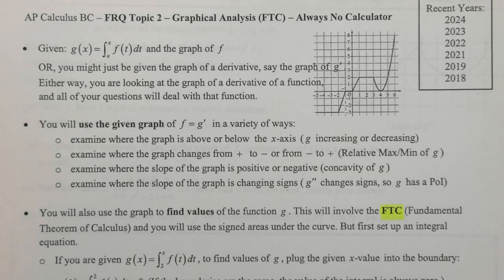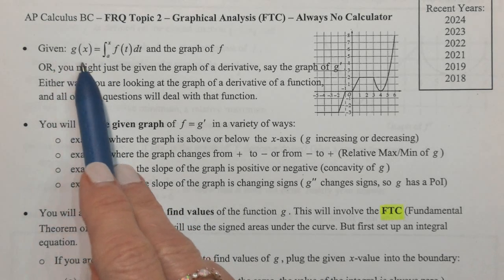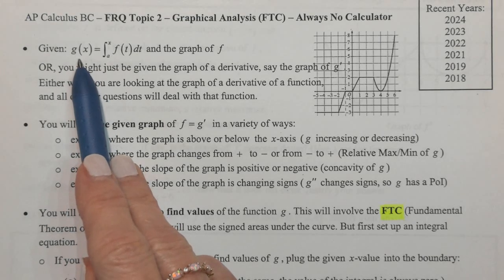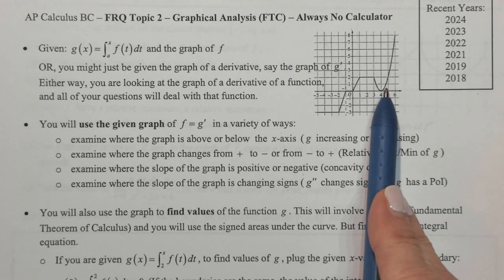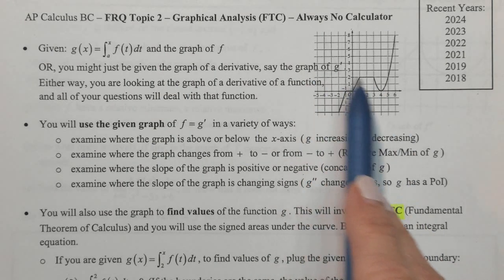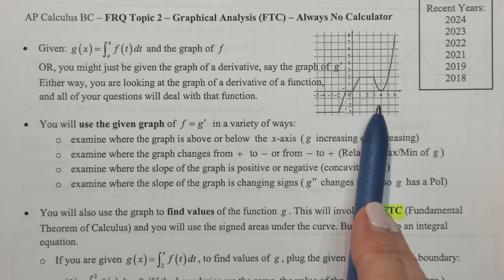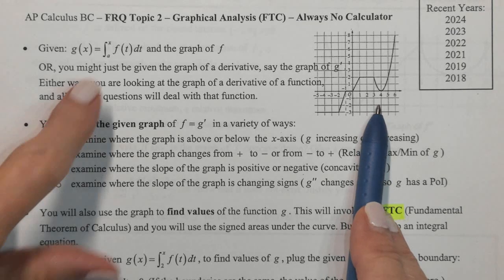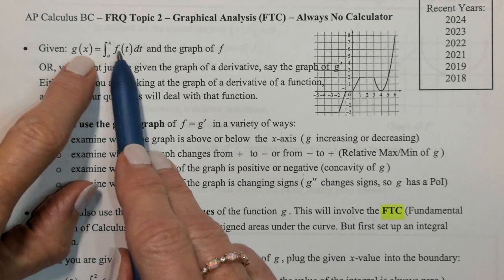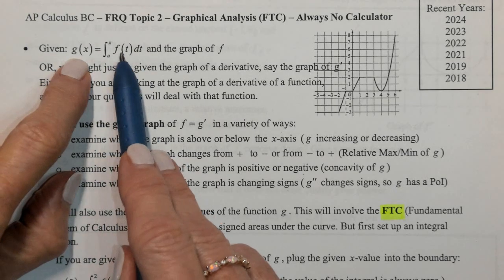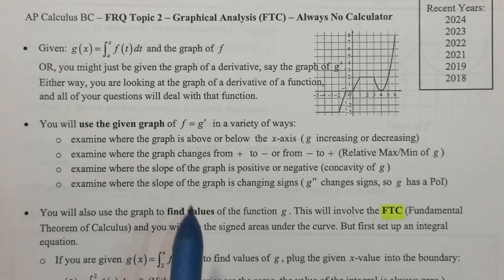Okay. Alrighty. What you will see here, sometimes you're given that G is an integral of F and you're given the graph of F, or you might just be given the graph of G of a derivative, F prime, G prime, whatever, okay? Remember that if you're given G as an integral, you're going to need G prime, so you're using the second part of the fundamental theorem. We'll review that in a moment, okay?